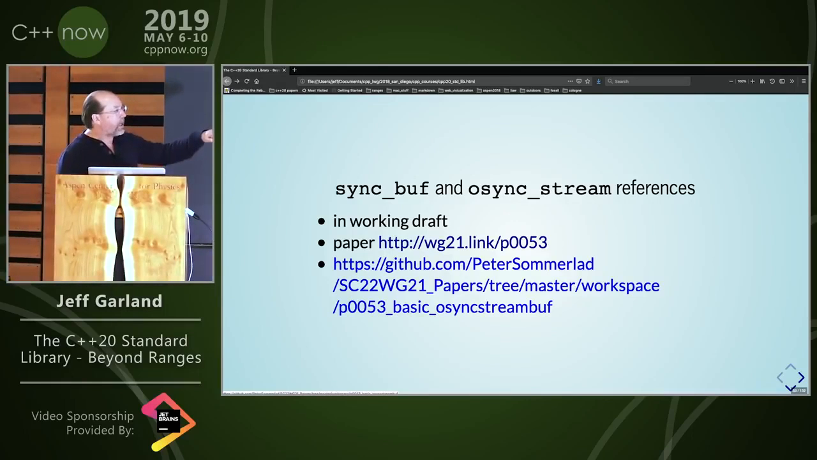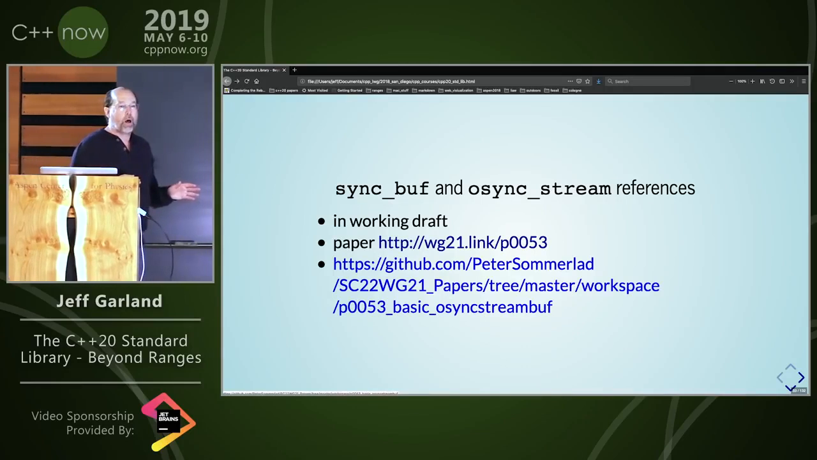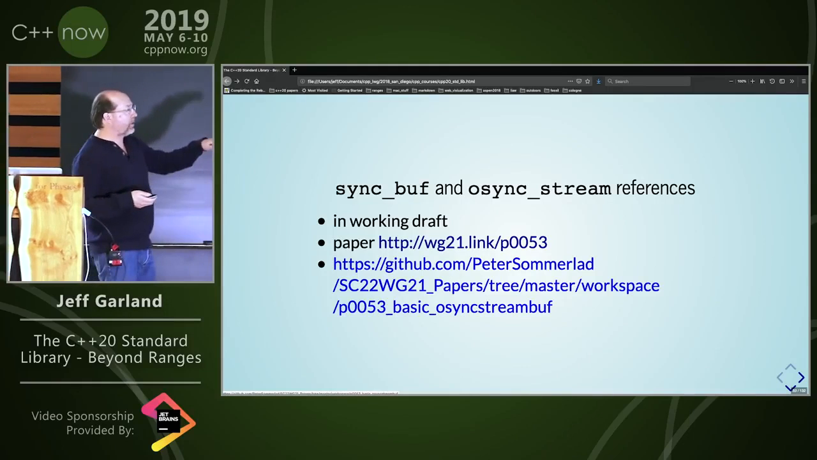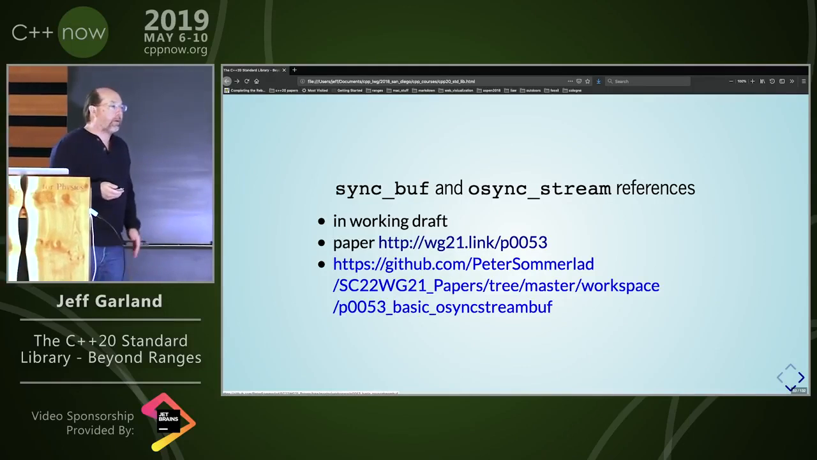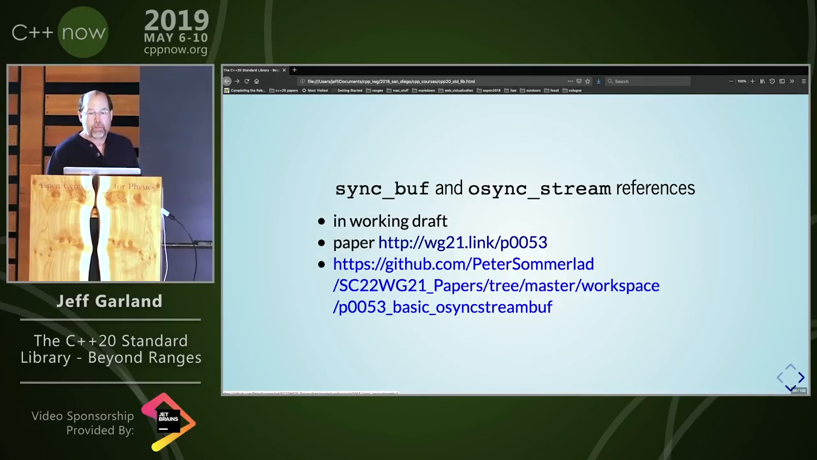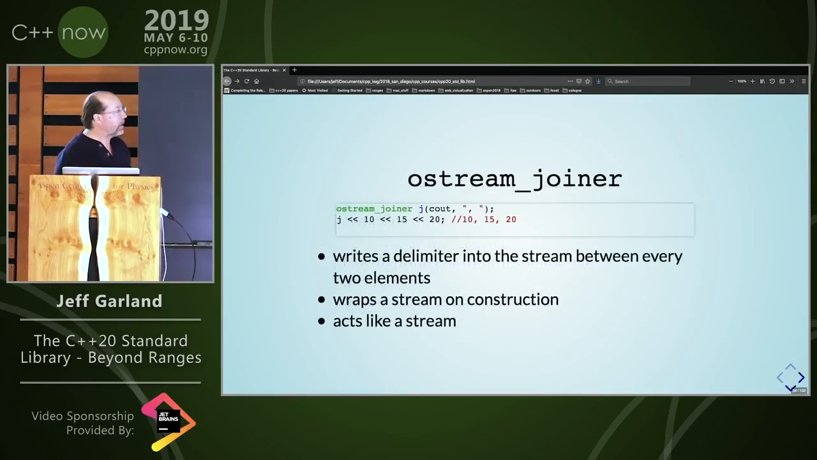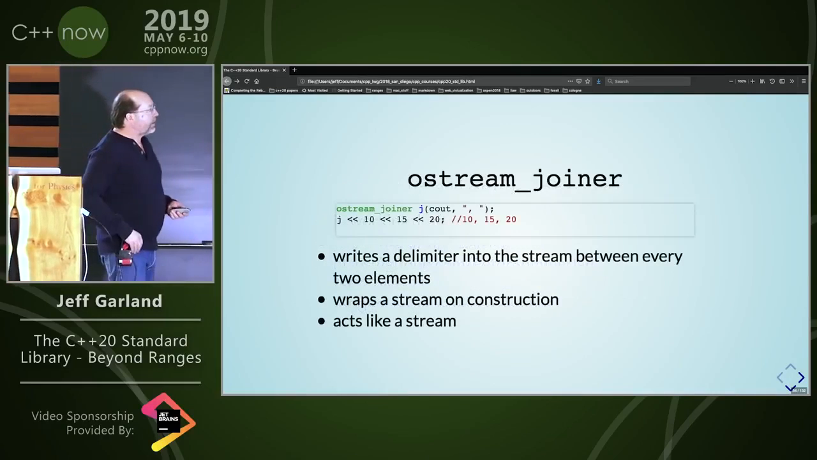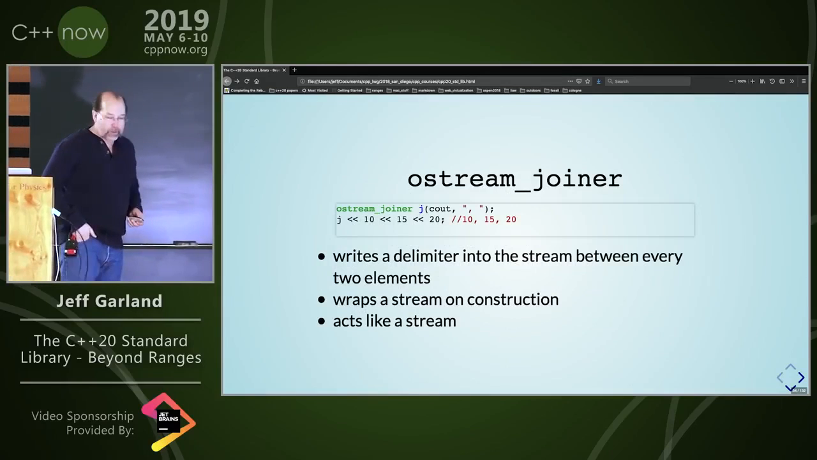Now, Peter told me that in general, you really need your library vendor to do this well because of the internals of the streaming and so forth. So you're probably going to have to wait until this comes out in the compilers and standard libraries. All right, the next library is another little streaming utility called ostream_joiner.